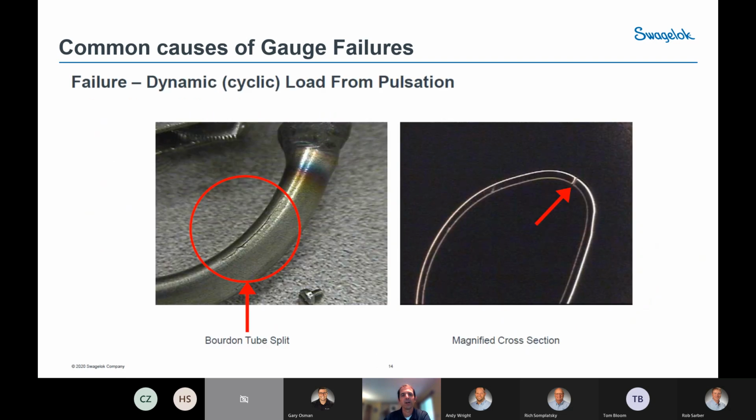The types of failure that you might see from this are a split in the Bourdon tube, which you can see on the left here. You can see that crack there, and then a cross section just shows the same piece of tubing, where you can see the crack there.